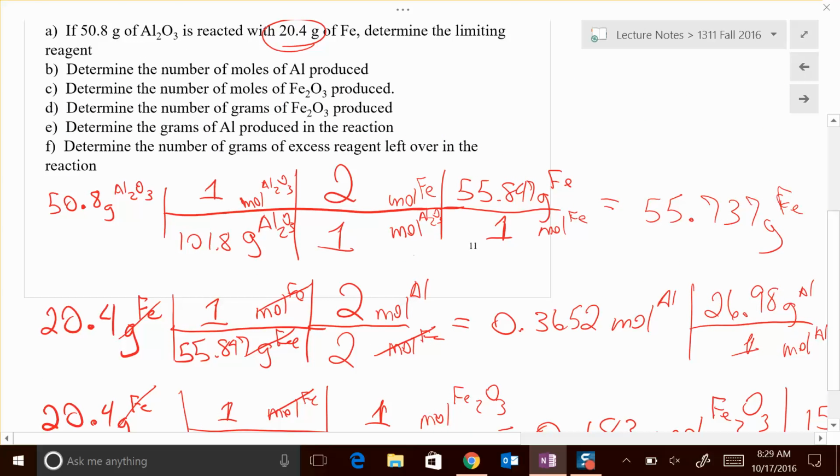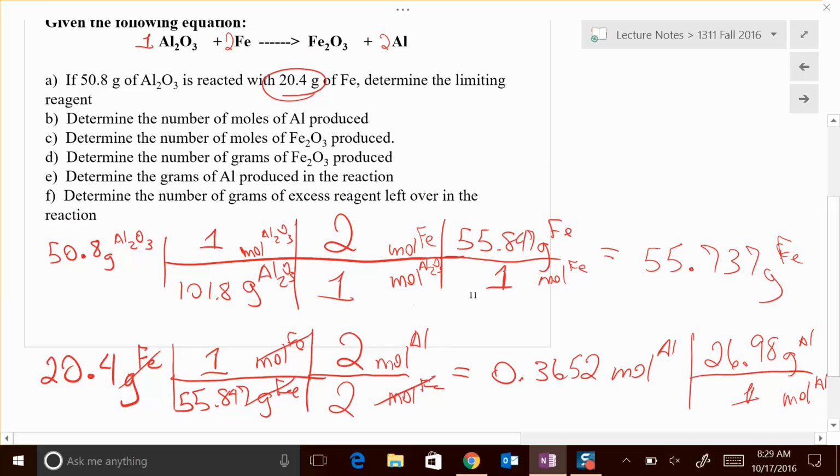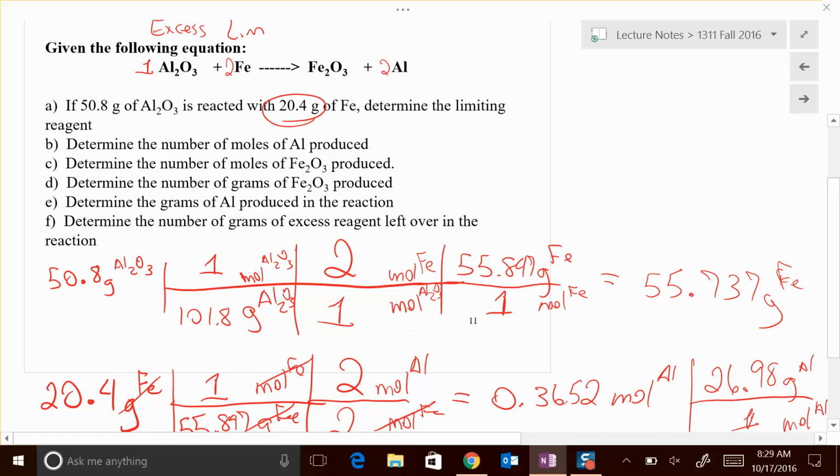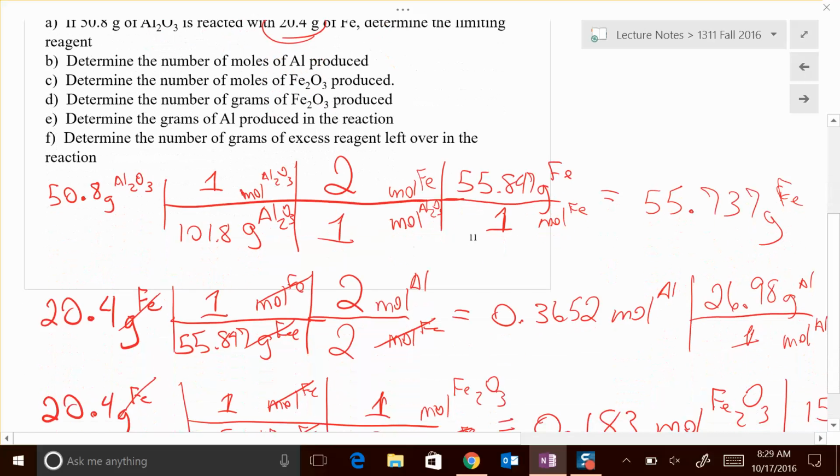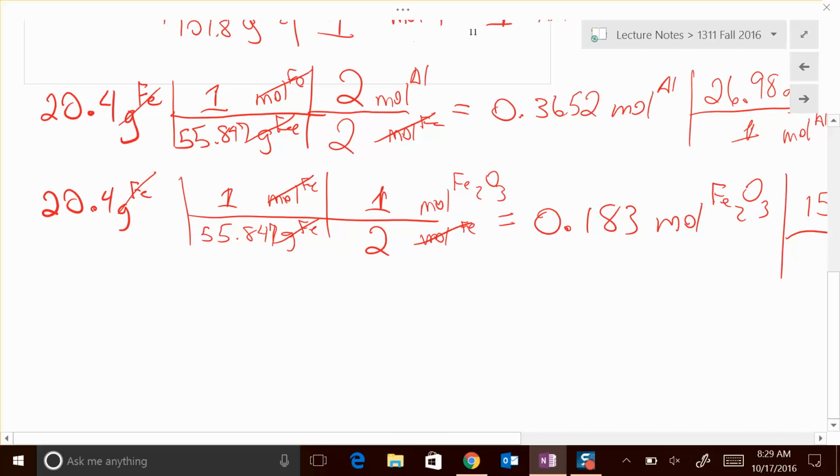Determine the number of grams of excess reagent left over in the reaction. What is in excess? The Al2O3. From the information I have right now, can I determine how much excess there is? Did I set up an equation that allows me to know how much? Actually, I don't. I don't have it.